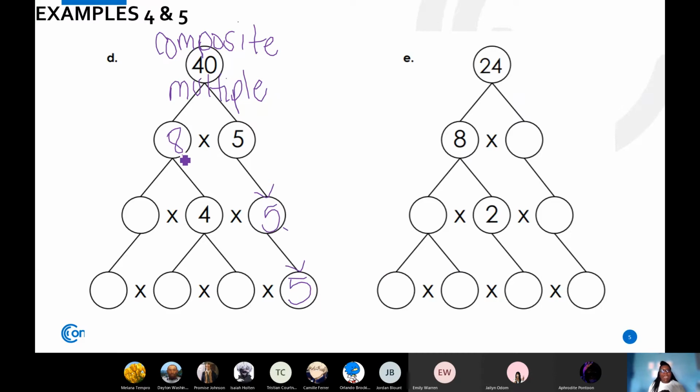Is 8 prime or composite? It's composite. What number times 4 will equal 8? 2. So I'm going to drag this 2 down to the bottom. Can someone put on their mic and tell me why?